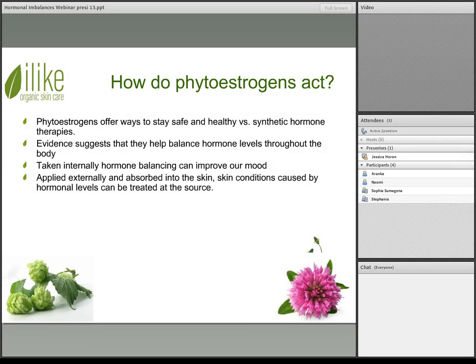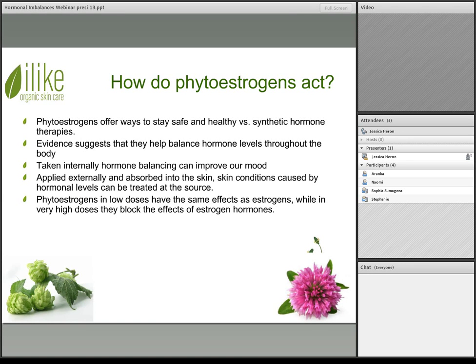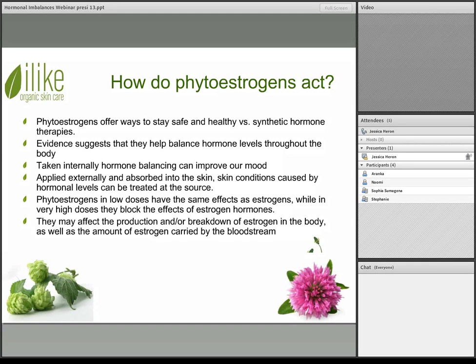Also, applied externally and absorbed into the skin, skin conditions caused by hormonal levels can be treated at their source, so they're more effective. Phytoestrogens in low doses have the same effects as estrogens, while in very high doses they block the effects of estrogen hormones. They may also affect the production and the breakdown of estrogen in the body, as well as the amount of estrogen carried by the bloodstream.